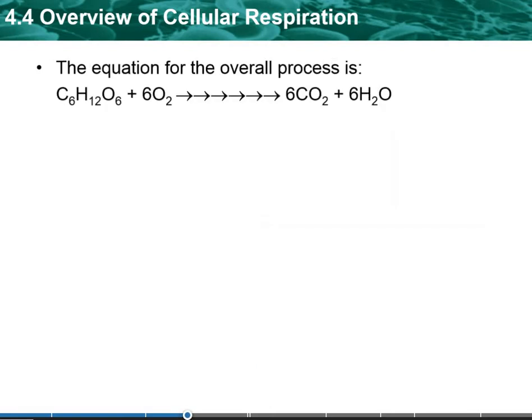Like I said before, the equation for respiration is the exact opposite of what it was for photosynthesis. So you have glucose, which is C6H12O6, plus oxygen, which is going to give you 6 carbon dioxide, 6 water, and then we could also put plus energy. I'm not going to write all of it. So it's going to end up being energy.